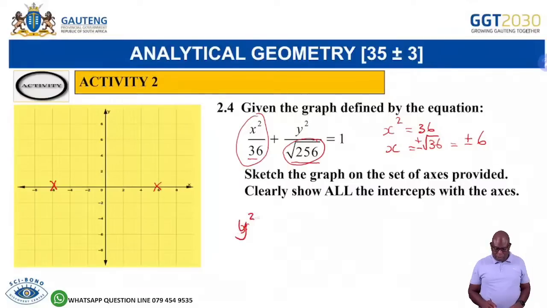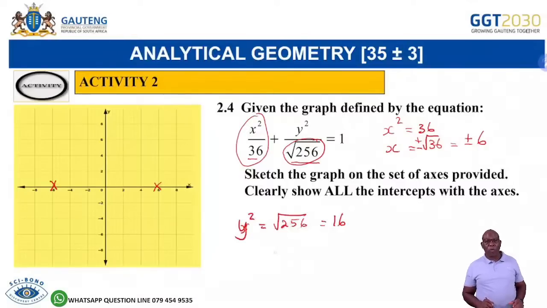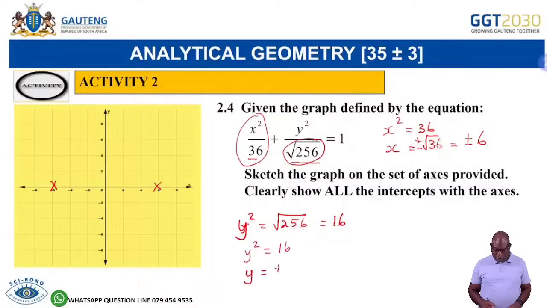Y squared equals the square root of 256. First you must get the square root of 256, which is 16. 16 times 16, its square root is 256. Then I'll get y squared equals 16. For me to get y, it will be plus or minus the square root of 16, which is plus or minus 4. You see? So in other words, that will be a 4. The other one will be a minus 4.